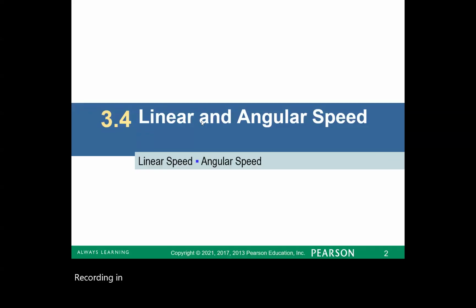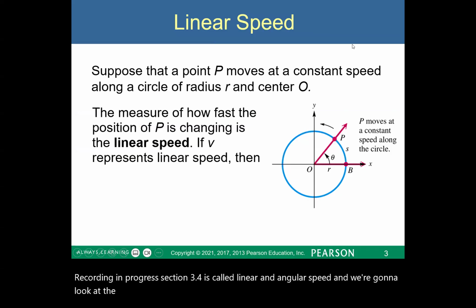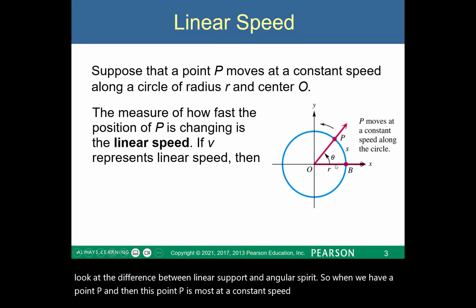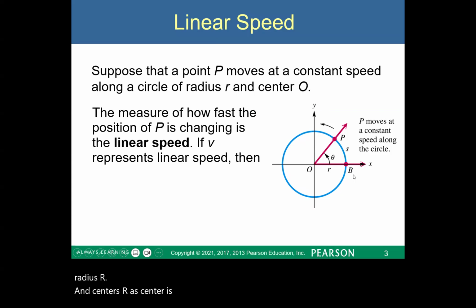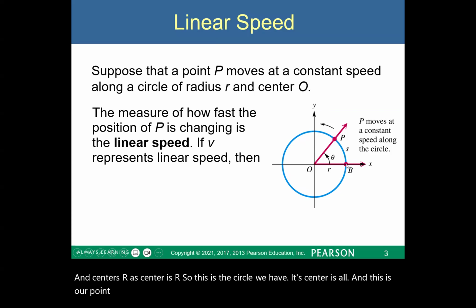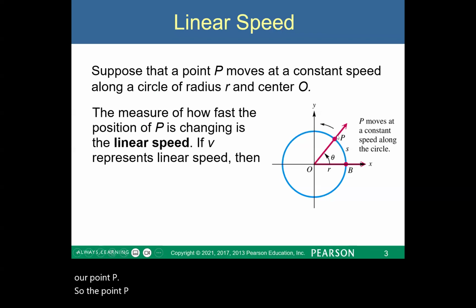Section 3.4 is called linear and angular speed. We're going to look at the difference between linear speed and angular speed. When we have a point P that moves at a constant speed along a circle of radius R, and center is O, this is the circle we have, its center is O, and this is our point P. The point P starts its travel from here, and it's moving in the counterclockwise direction.